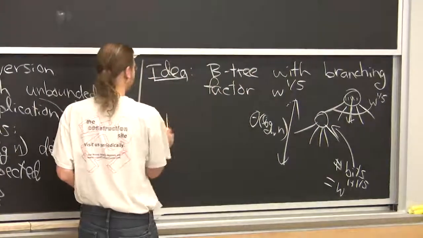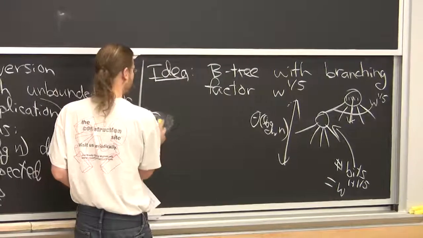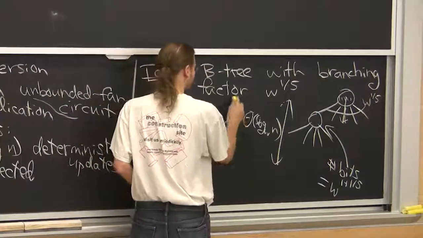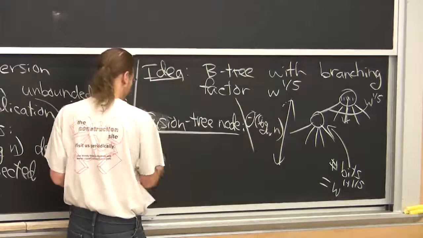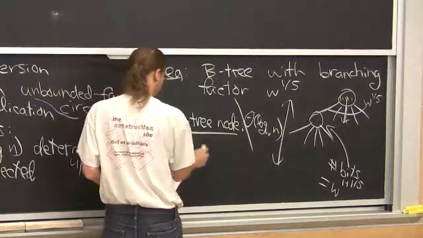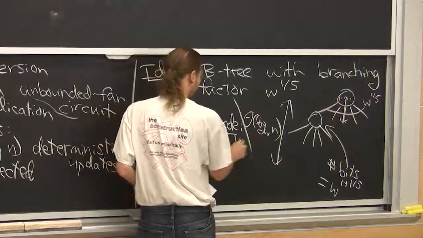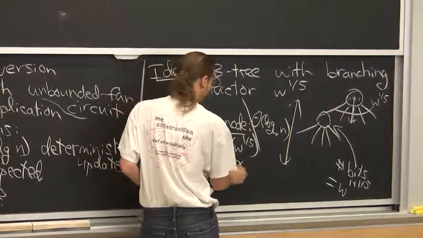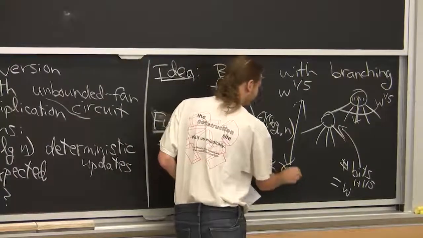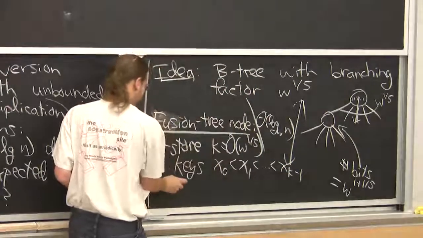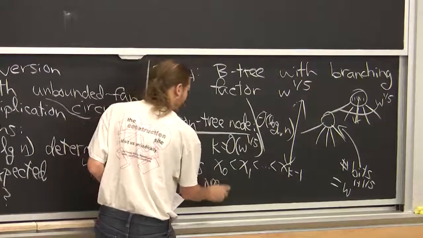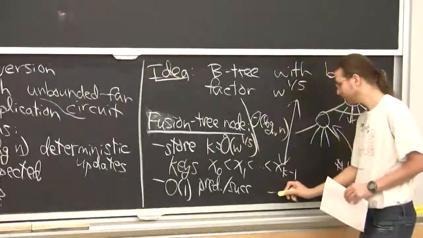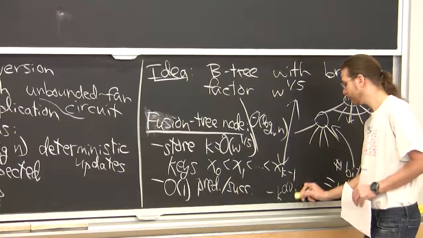So this is the idea of a fusion tree node. We need to be able to store k, which is order W to the 1/5, keys. I'm going to give them some names, x0 up to xk minus 1. Assume that they've been pre-sorted. We can pre-process and do all those things. I'm going to do constant time predecessor and successor, and it's going to be linear space, and it's going to require polynomial preprocessing.